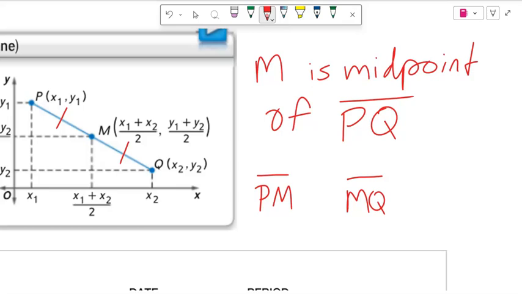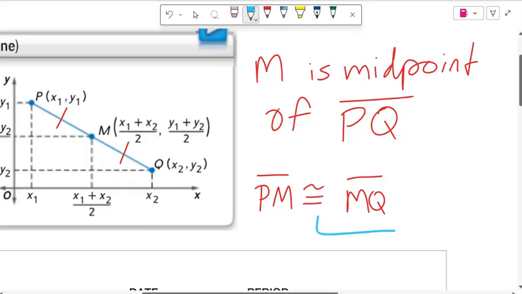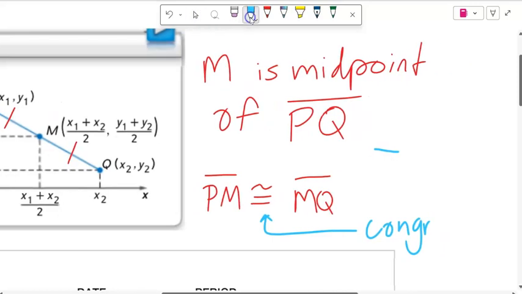Anybody know the symbol for congruent? Just off the top of your head? Equals slash? Almost. Equal sign with something. Not quite. It's a little squiggly on top, just like that. So go ahead and it's a different symbol. So this symbol means congruent.